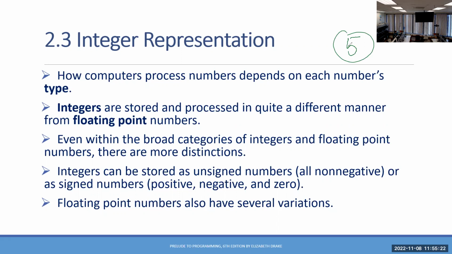Okay, and now the integer can be stored as an unsigned number. Unsigned means you have no negative part, it's only positive: 2, 3, 4, 5, 6, 7. You have no negatives. That is unsigned here. Unsigned means all non-negative here. Or it can be stored as a signed number. A signed number can be positive, it can be negative, or it can be 0. Right? So it can store negative 5 or 0 or the number 10. Okay, floating point also has several variations in the computer.